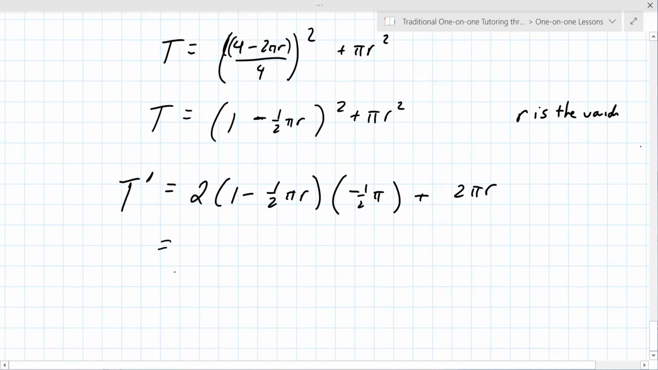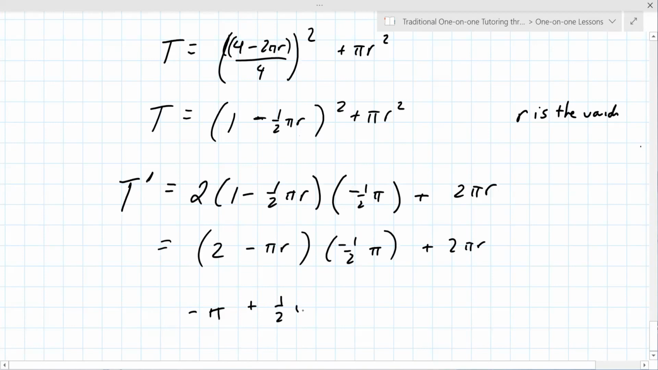Okay, I got a lot going on here. So let's do this slowly. We're going to multiply this 2 in, so you get 2 minus pi r times minus 1/2 pi plus 2 pi r. Okay, so when we multiply that in, we get negative pi for the first term plus 1/2 pi squared r plus 2 pi r here.